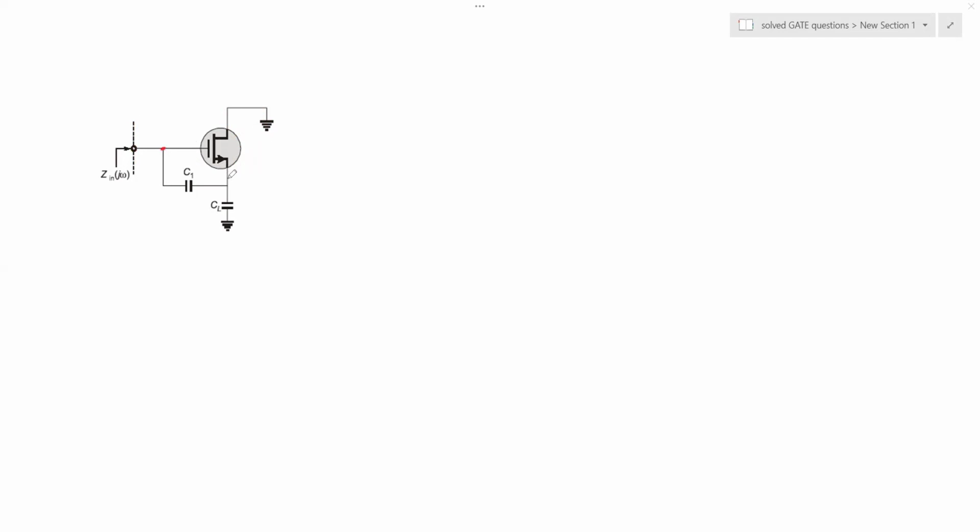From the gate pin to the source pin we have a capacitor C1, and from the source pin to the ground we have another capacitance, that is CL. And on this dotted line to the left side of it, we are asked to look into the circuit, and after looking into the circuit, we are asked to calculate or determine Zin, which is a function of frequency, that is jω. So Zin as a function of frequency is to be determined.